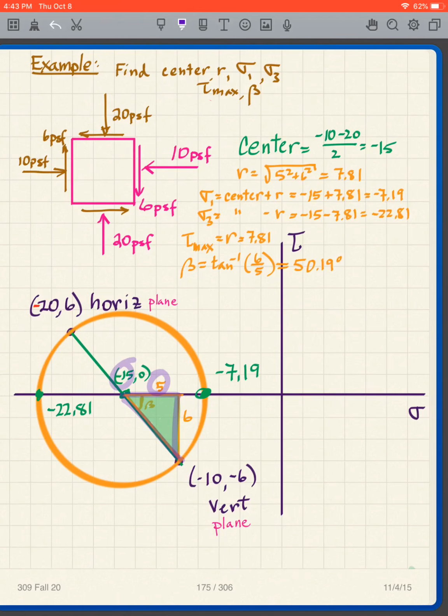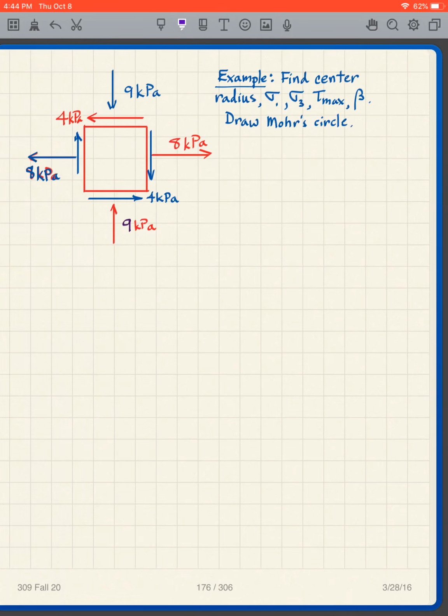And that is 6. That's the downward part of that. So the radius is the square root of 5 squared plus 6 squared. Beta is the arctangent of 6 over 5. Sigma 1 is the center plus the radius. Sigma 3 is the center minus the radius. Same thing over again, and tau max is the radius. So I have all the information I need.